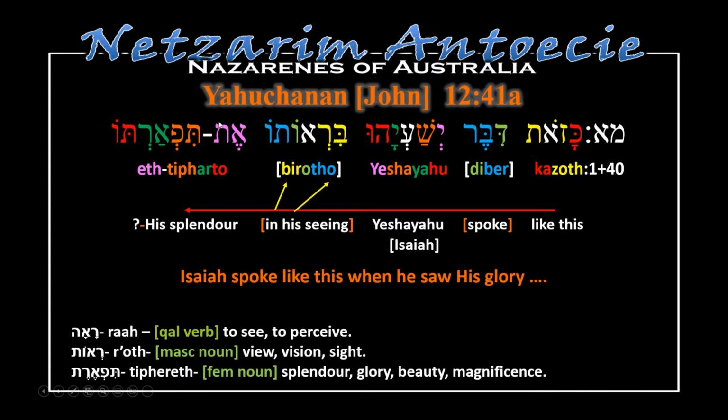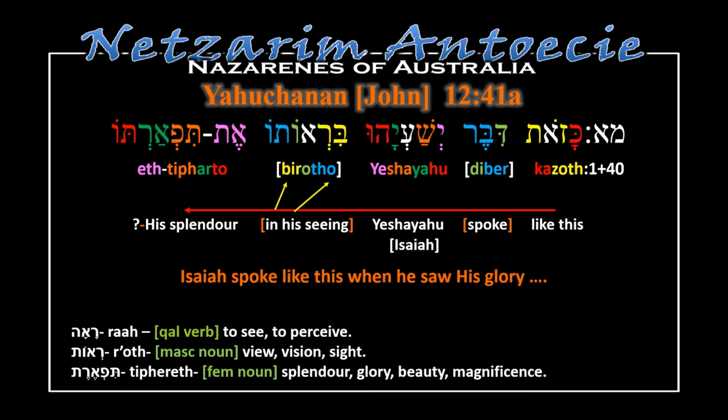Et tifarto. Now, the root there is tiferet, which is a feminine noun for splendor, glory, beauty, magnificence. And of course, with the O at the end, it's his. So there we say his splendor, his beauty, his magnificence, his glory. So Isaiah spoke like this when he saw his glory.